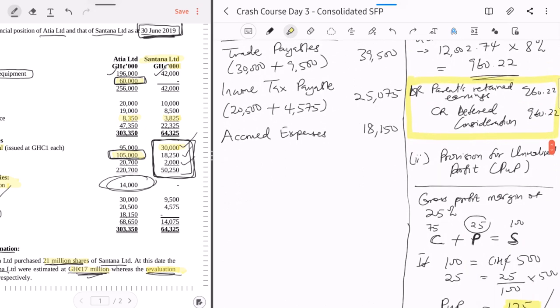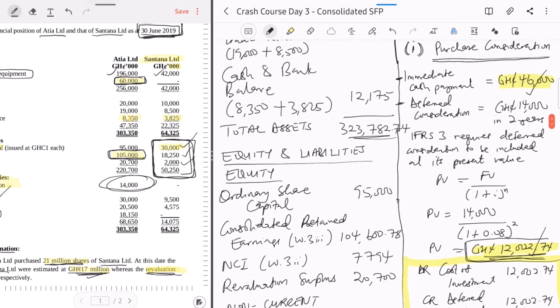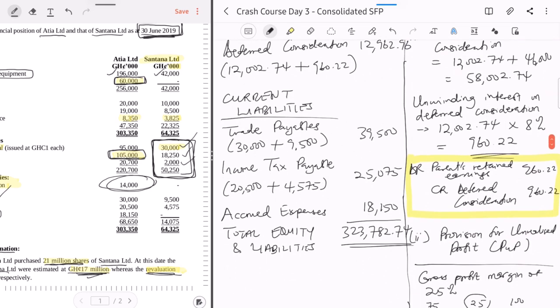That gives me 323,782.74. And this figure is my total equity and liabilities. Right? Total equity and liabilities. So, as you can see, we've balanced this question. 323,782.74. Okay. All right. So, this will be the procedure to go through a question.